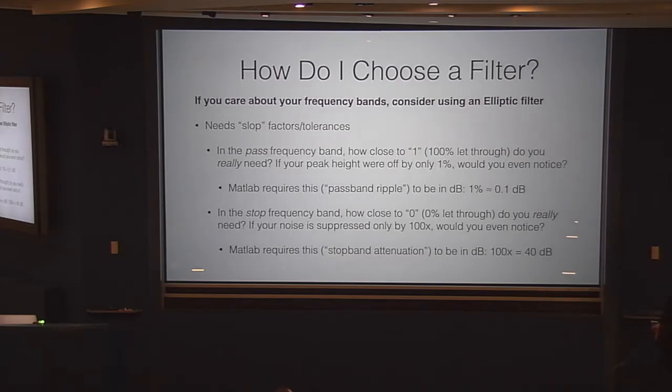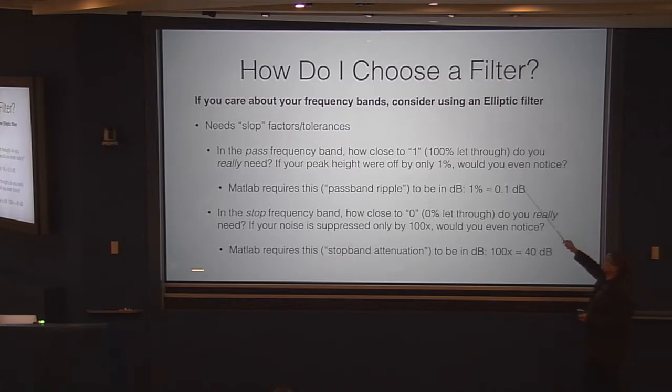The way to use an elliptic filter is it needs two bits of extra information aside from where you want the transition region to be. These are called tolerances, but they're really just slop factors. One of them is in the pass frequency band, where the signals are passed, it's supposed to be 1. Well, how careful are you about that 1?